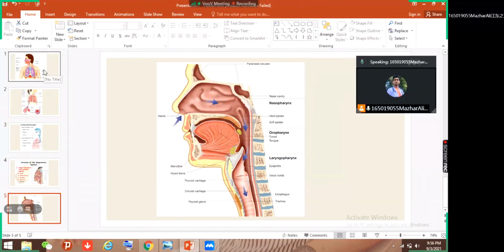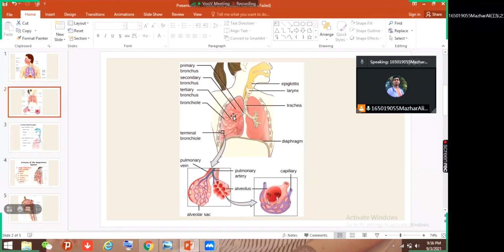Why do I talk about this anatomy? Because in the respiratory system, some diseases like asthma, COPD, and emphysema are present in your bronchioles, because bronchioles contain smooth muscle. If you don't know the normal anatomy and normal physiology, you will not understand respiratory medicine. The terminal bronchiole contains smooth muscles which play a role in the pathology of asthma. Okay, guys. So this is about the basic anatomy.